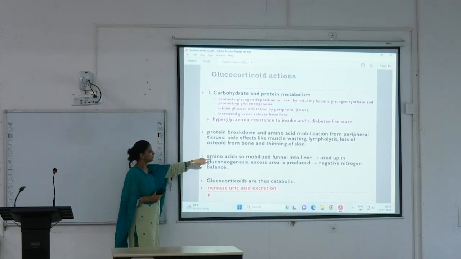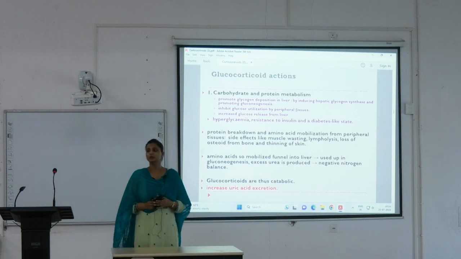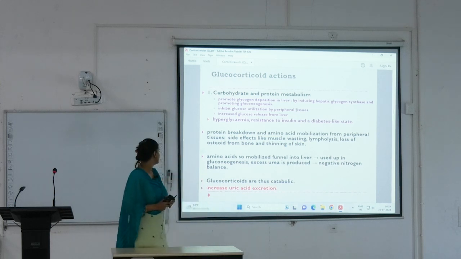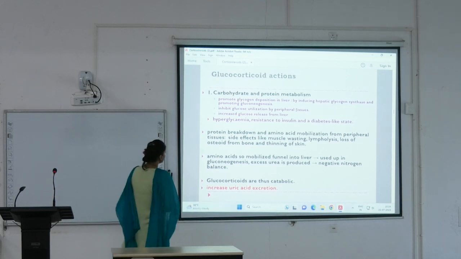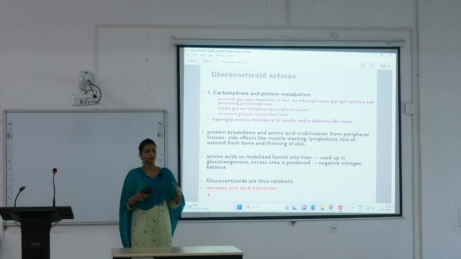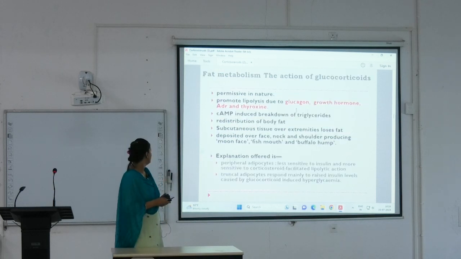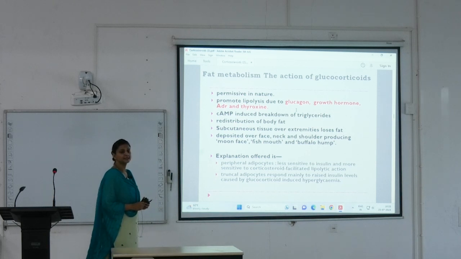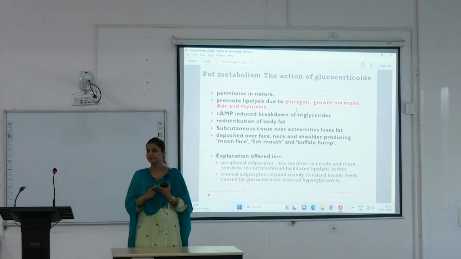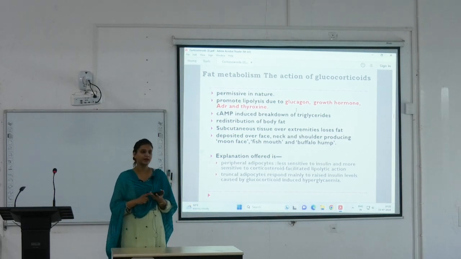এই যে amino acids so mobilized it goes to the liver for gluconeogenesis. Excess urea will be produced. So there is a chance of negative nitrogen balance in the body. So they are catabolic for our body, muscle wasting করে. Okay, so glucocorticoids are catabolic for our body. Excuse me. Now fats. তাহলে আমরা গ্লুকোজ দেখলাম. What did we see next? Proteins দেখলাম, amino acids. Now the fat.